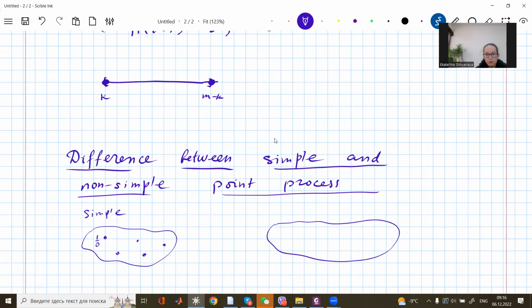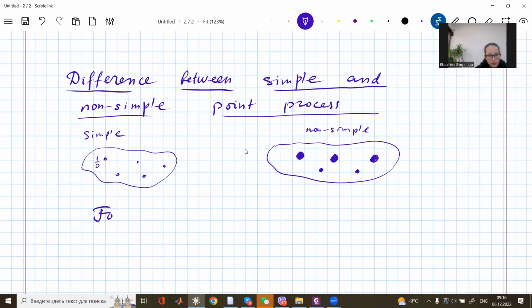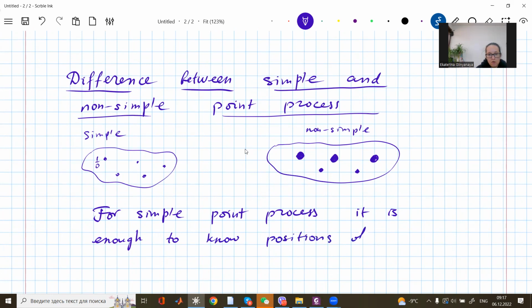But for a non-simple point process, we should know not only the position of random points, but also the so-called mass of a point. So we can have bigger mass or smaller. So it's not enough to know the distribution of heavy points itself. I write it for a simple point process: it is enough to know only the positions of heavy points.